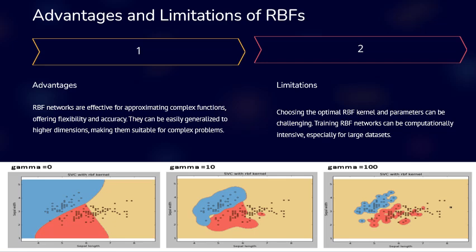Next, advantages and limitations of RBFs. Advantages: RBF networks are effective for approximating complex functions, offering flexibility and accuracy. They can be easily generalized to higher dimensions, making them suitable for complex problems. Limitations: choosing the optimal RBF kernel and parameters can be challenging. Training RBF networks can be computationally intensive, especially for large data sets.